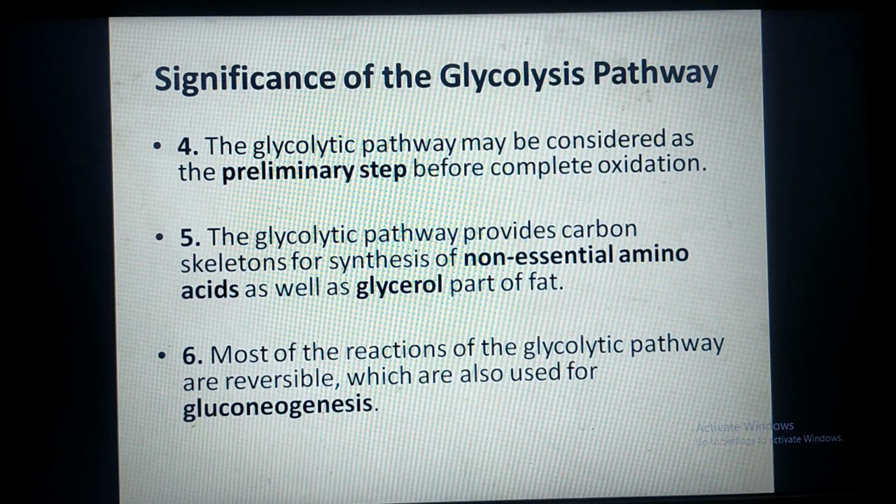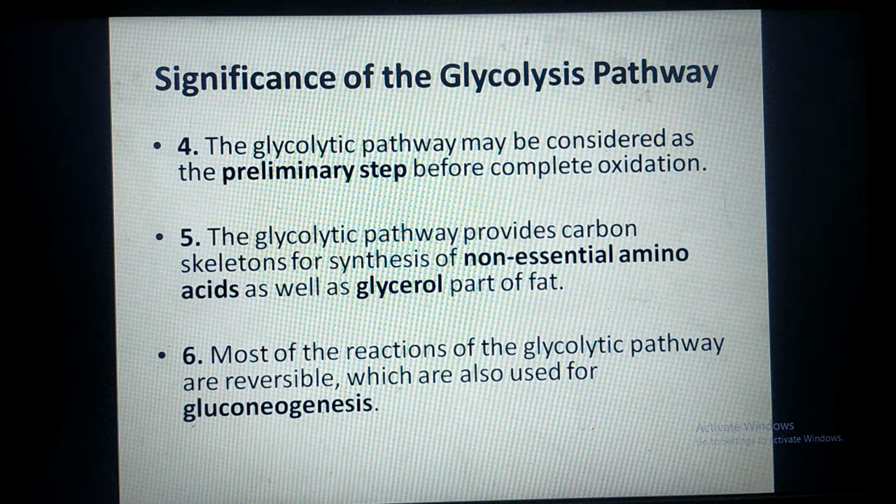Glycolytic pathway also provides carbon skeleton for synthesis of non-essential amino acids. Like pyruvate is converted into alanine with the help of enzyme alanine transaminase. Similarly, the dihydroxyacetone phosphate, which is formed as an intermediate of glycolysis, can be converted into glycerol, and that glycerol is further esterified to form triacylglycerol, which is a fat.